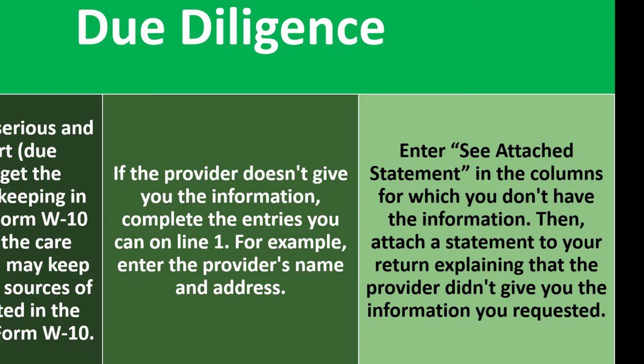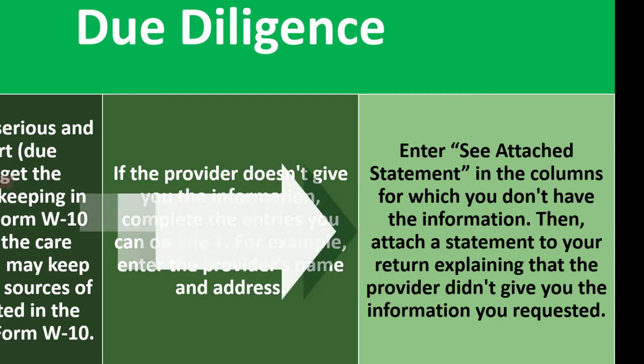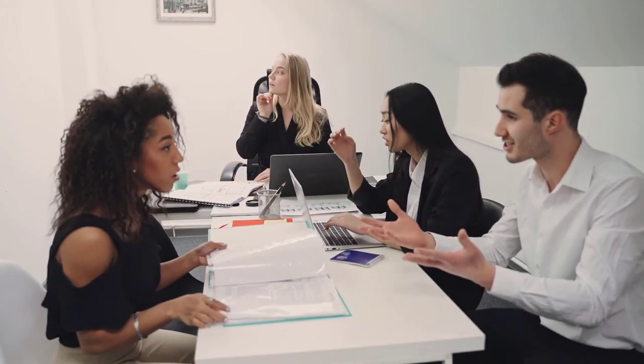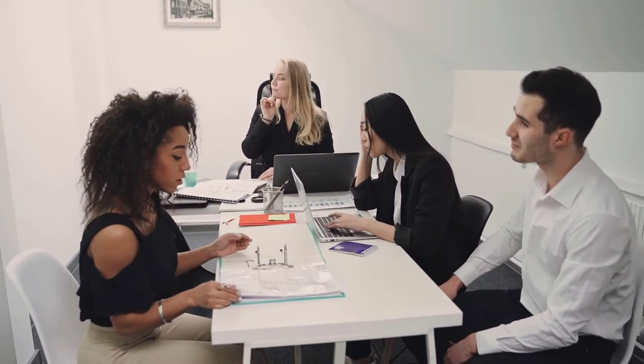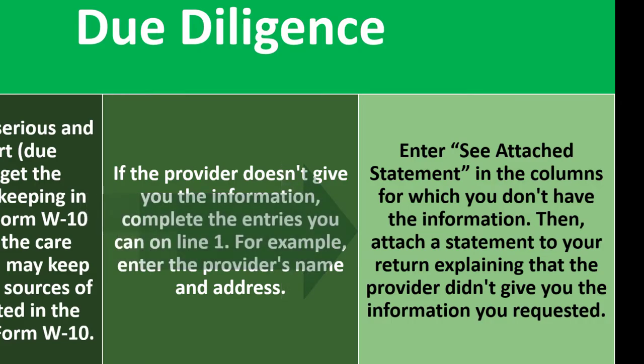If they won't provide you that number, then that's the problem. Enter "See attached statement" in the columns for which you don't have the information, then attach a statement to your return explaining that the provider didn't give you the information. So if they say, "I'm not going to give you my social security number," for example, if it was an individual, or my EIN, for whatever reason, if it was a business, and you still want to take the deduction, you're going to have to tell the IRS, "Look, I can't completely identify this person. I tried, but I couldn't."